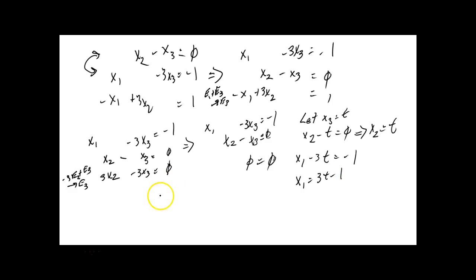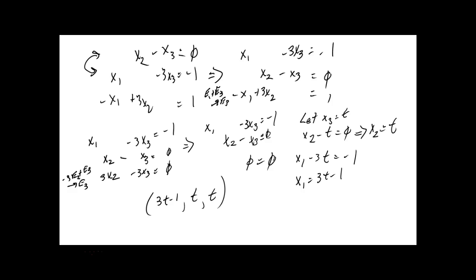So guess what we've got? Here's an ordered triplet: 3t minus 1, comma, t, comma, t. Give me a t. Any t. Make up one. One, okay? Then this will be 2, 1, 1. All right, give me another t. 5. This will be 14, 5, 5. Give me another t. Zero. This will be minus 1, 0, 0.